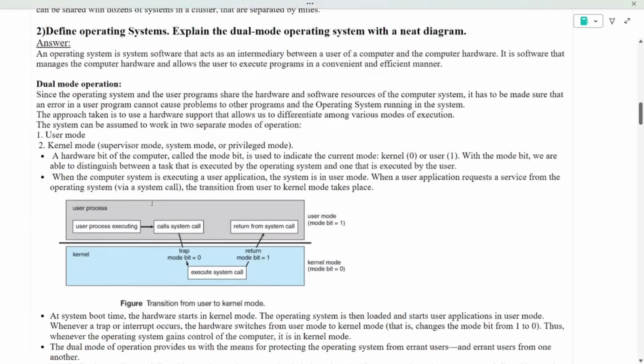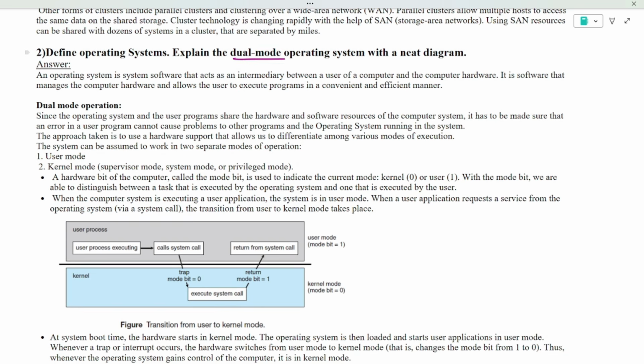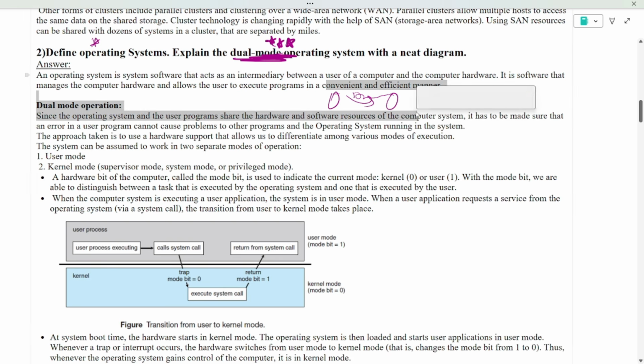Next is: define operating system, explain the dual mode. This is one of the most repeated questions, almost in every question paper it will be there, and this definition too. An operating system is a system software that acts as an intermediary between the user of a computer and the computer hardware. It is the software that manages the computer hardware.